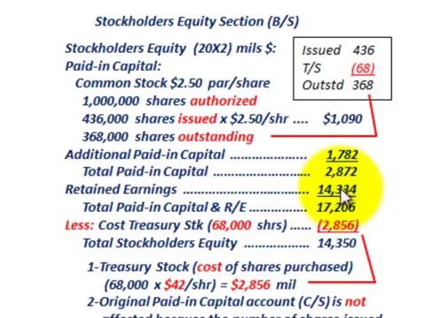So we list our retained earnings here, and then we would come up with a total paid-in capital plus our retained earnings here. So we take our total paid-in capital, in this case $2,872,000, plus our retained earnings here of $14,334,000, gives us our total of $17,206,000.